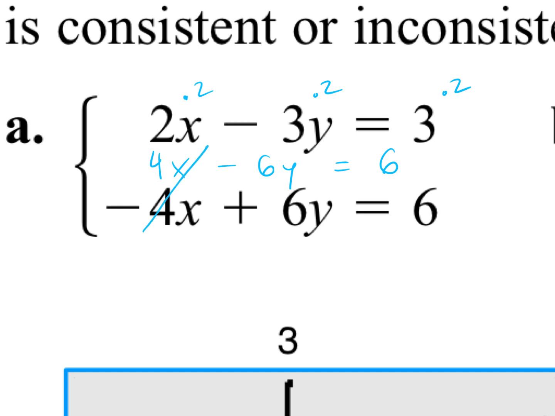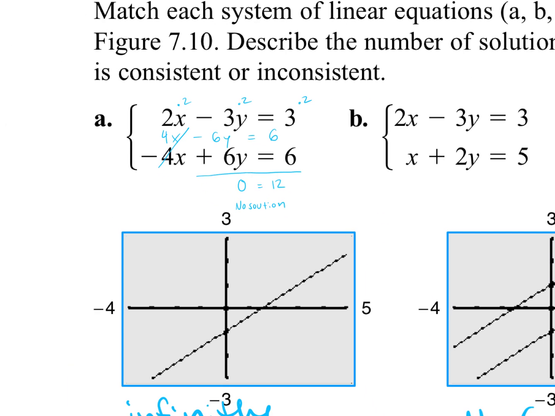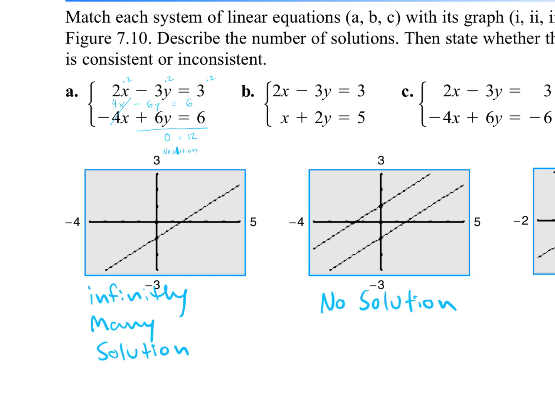So my x's cancel because they're the same number but opposites. What's negative 6y plus 6y? 0. So nothing left on the left side, just 0. And what's 6 plus 6? 12. Does 0 equal 12? No, so what's my answer here? No solution. So which graph would that match? The second one.